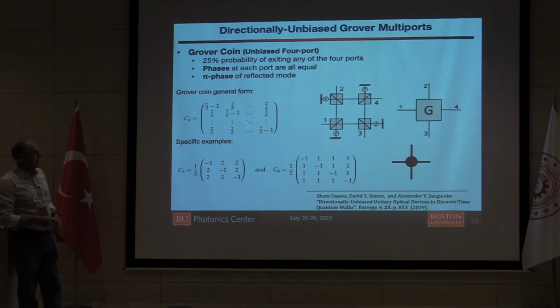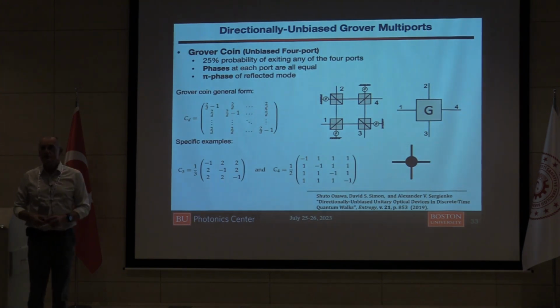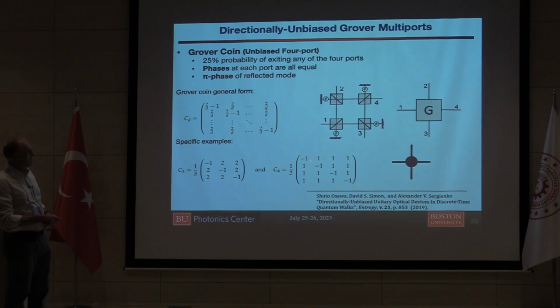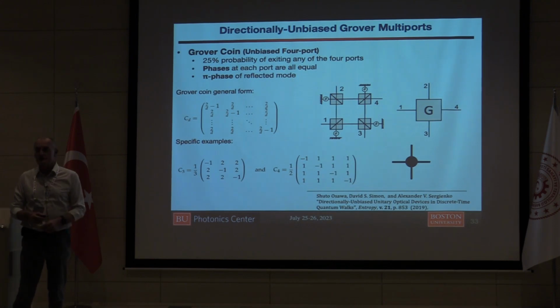Basically, this is the review that shows this. So when we got to 4, we were kind of impressed by the symmetry of the four-dimensional Grover matrix. You see the symmetry? All ones, and all the diagonals have minus. So if you come from 1 and go back to 1, you get a pi phase shift. But if you go from 1 to 2, 3, and 4, it's equal probability.